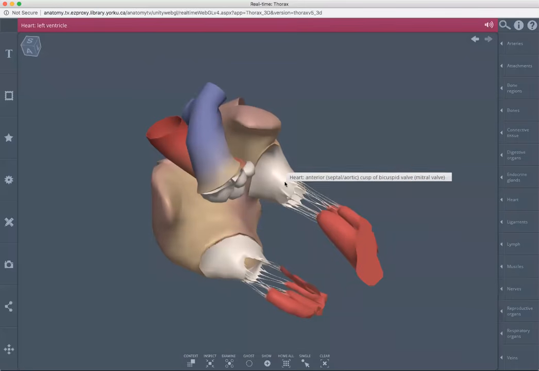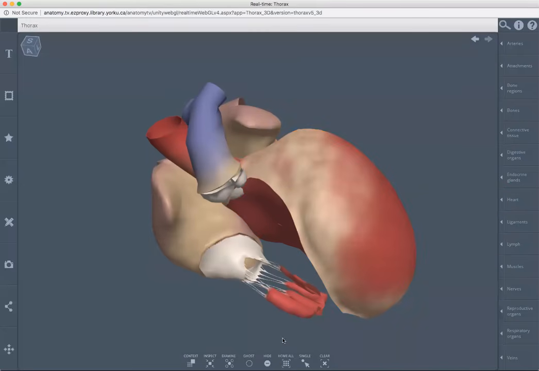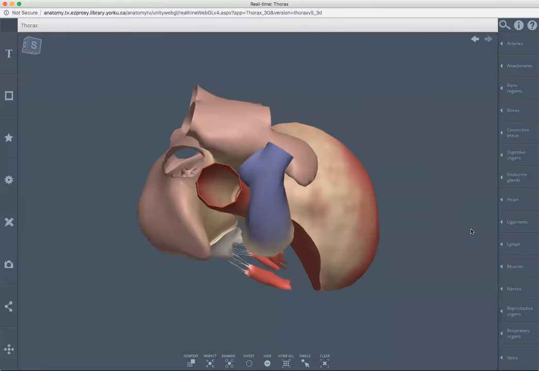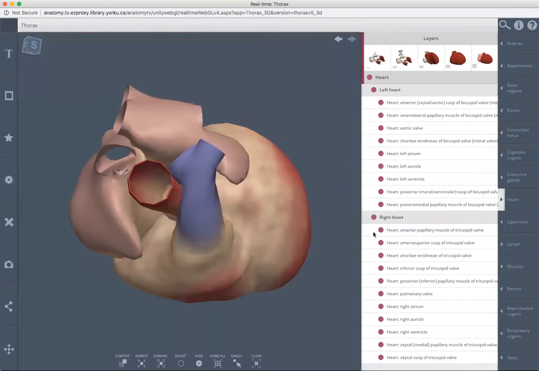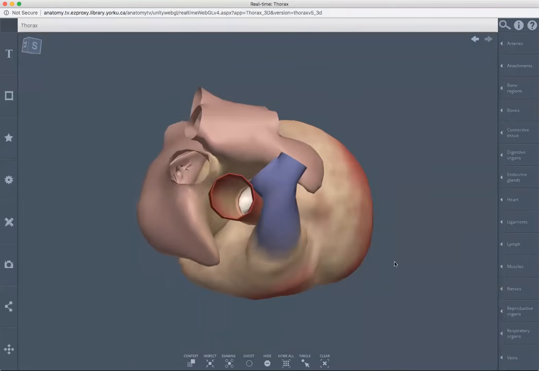Okay, so that's your tricuspid and bicuspid valves. And let's put these guys back. And we will flip like this. Okay, so right heart, let's put everything back. Okay, so now we're looking at a superior view again.